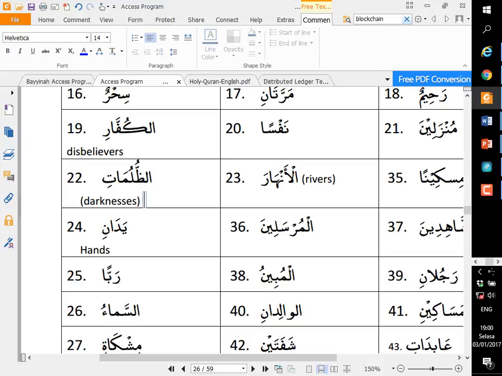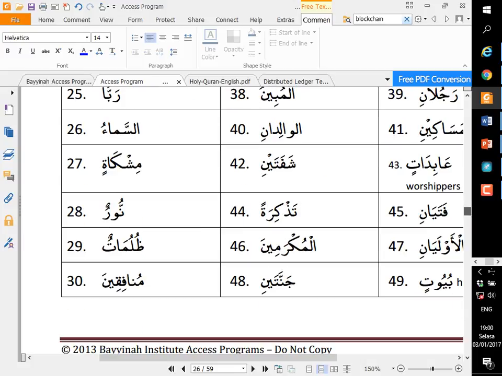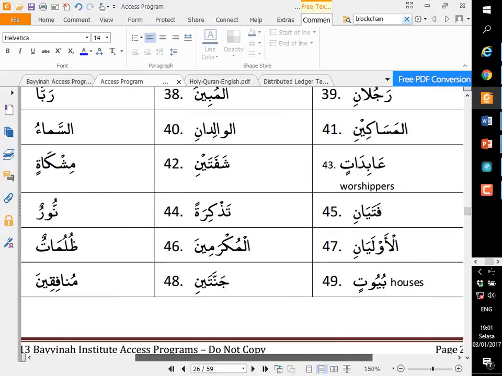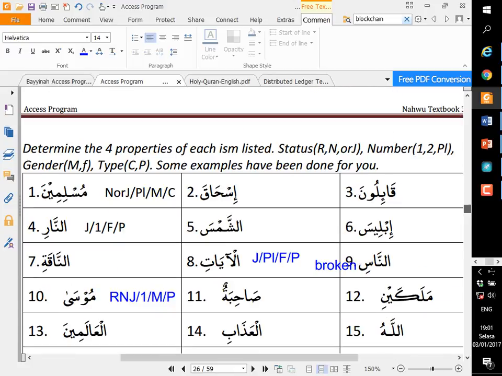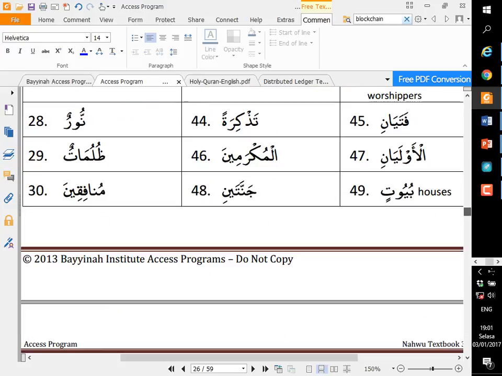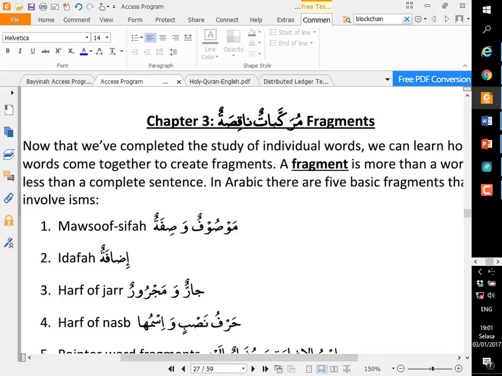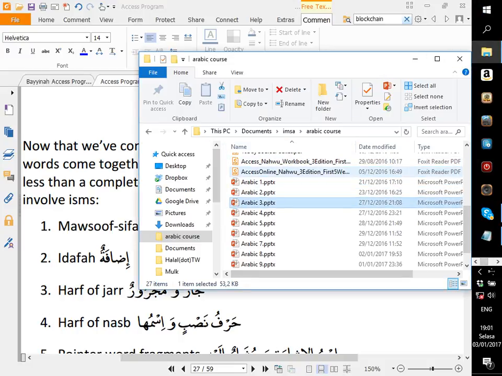What about the status? Yeah. And how about the number? It's plural. Okay, plural. How about the gender? Feminine. How about the common or proper? Proper. Okay, because the alif lam. Let's see. Okay, now I think we can try to go.